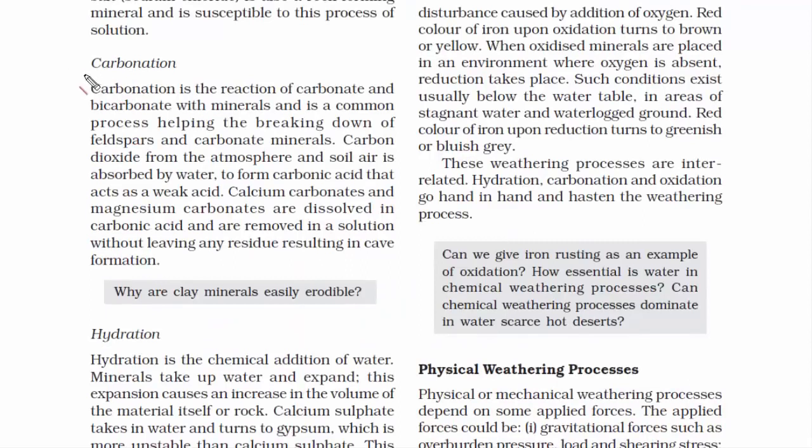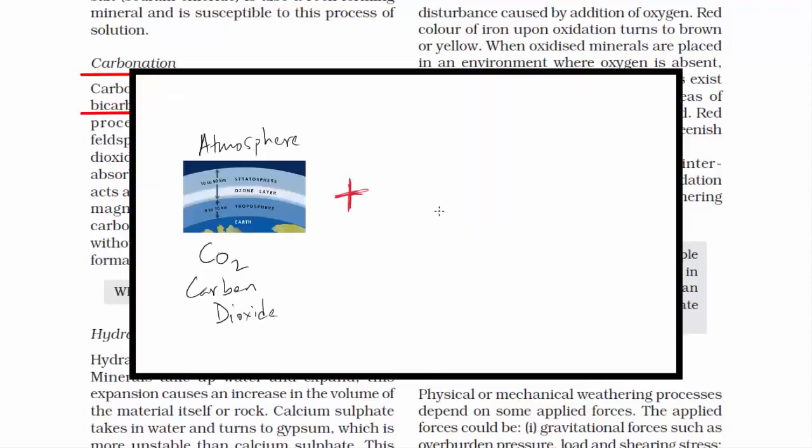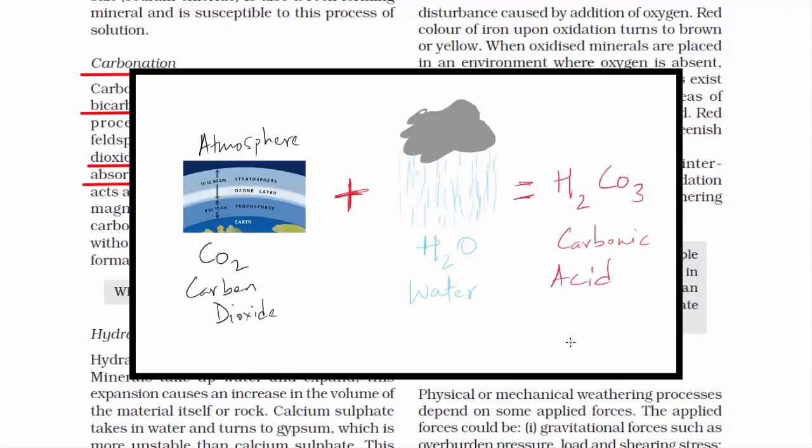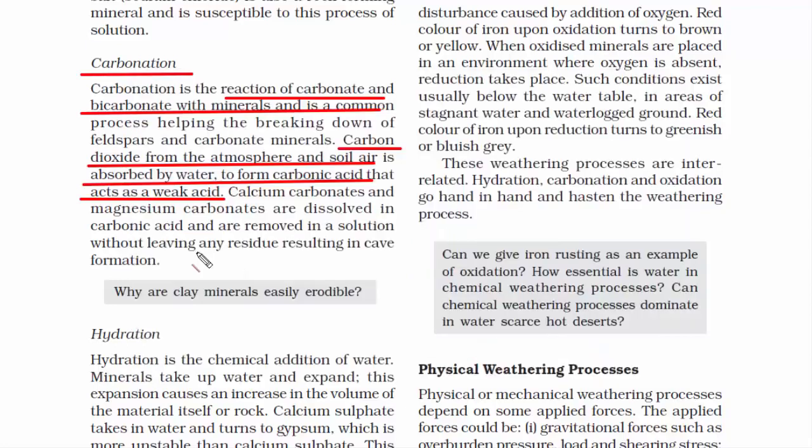The second chemical change is carbonation. Now carbonation is the reaction of a carbonate and bicarbonate with rock minerals. Carbon dioxide from the atmosphere and air is absorbed by water to form carbonic acid that acts as a weak acid, which removes minerals from rocks. That's the effect of carbonation.